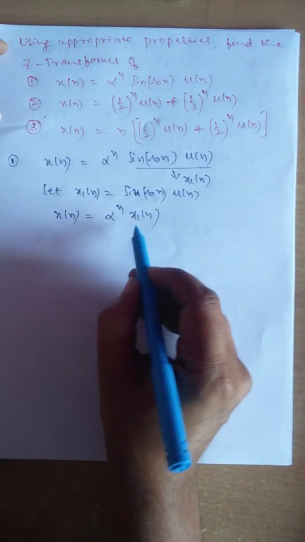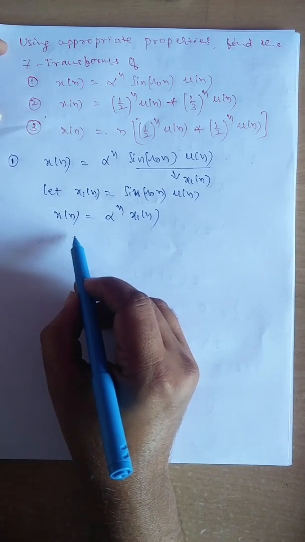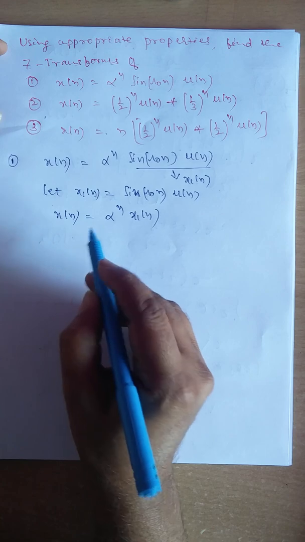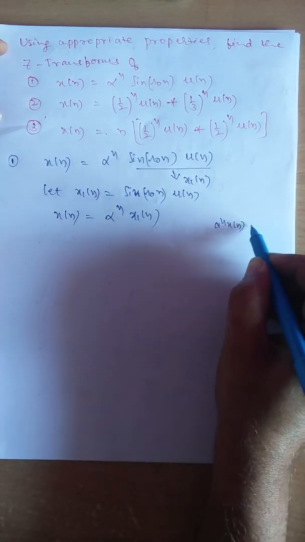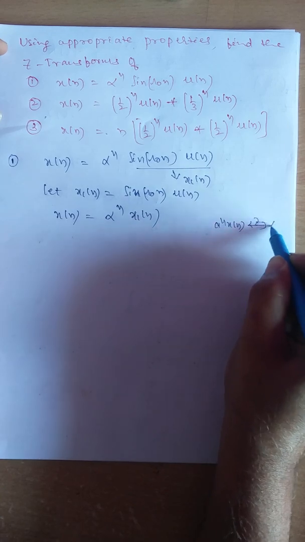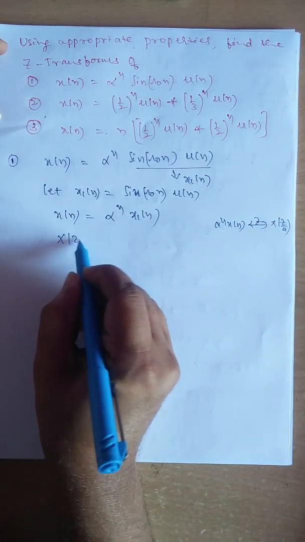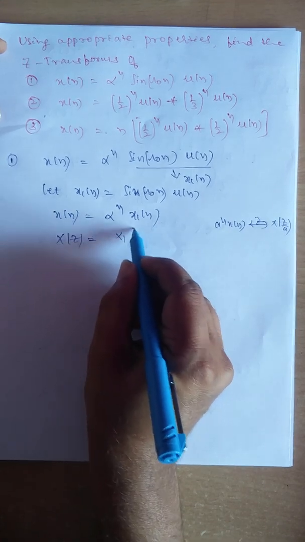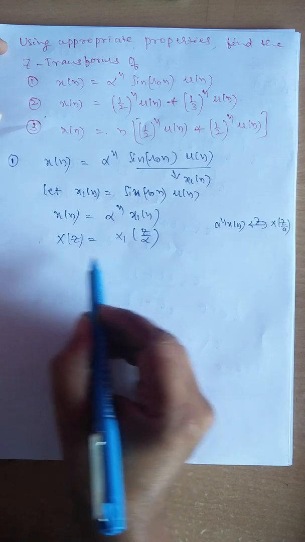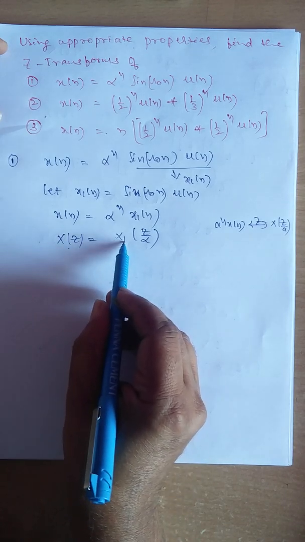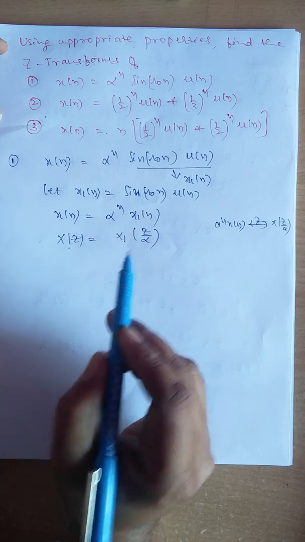Now you can write its Z transformation using the scaling in the Z domain property. The scaling in the Z domain property says that a to the power of n into x of n has Z transformation x of z by a. Similarly here, x of z is equal to x1 of z by alpha. To get x of z, first we should get x1 of z, and in x1 of z, we should replace z by z by alpha.